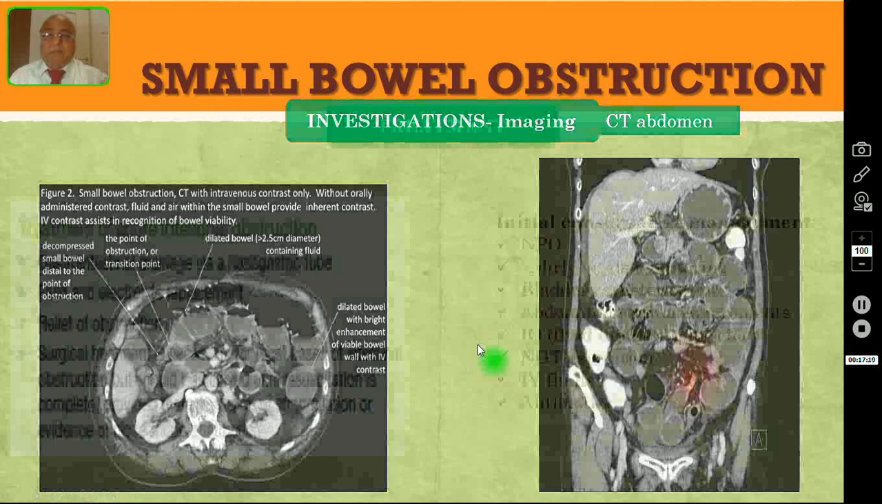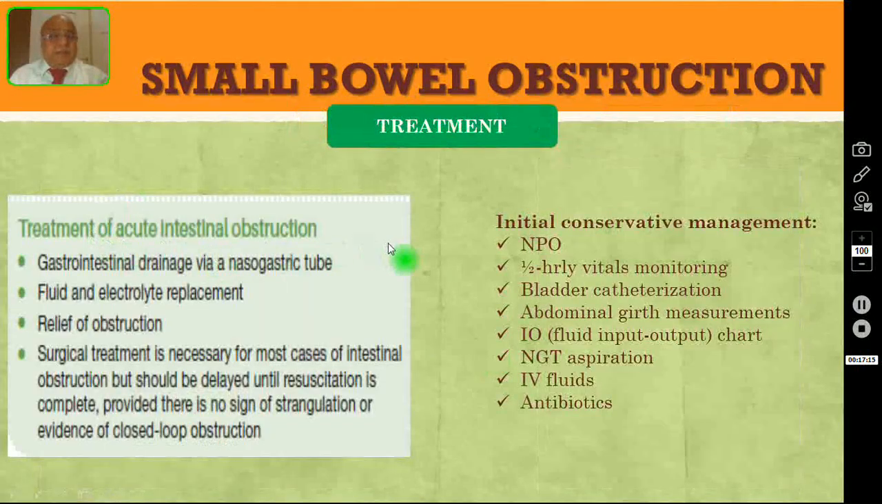So coming to the treatment of acute intestinal obstruction, you have to do first gastrointestinal drainage via nasogastric tube. Then you have to correct the fluid and electrolyte imbalance. Then you have to relieve the obstruction. Surgical management is necessary for most cases of intestinal obstruction, but should be delayed until resuscitation is complete.